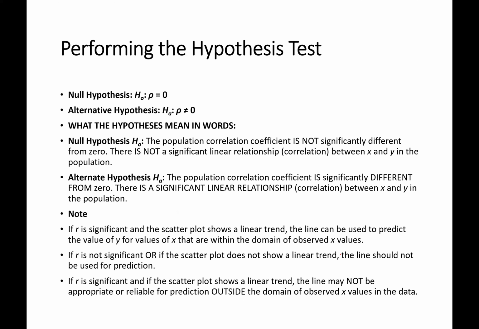If there's not a significant relationship, or if the scatter plot does not show a linear trend, the line's not going to be used anyway. If R is significant and the scatter plot shows a linear trend, the line may not be appropriate or reliable for predictions outside the domain, which is what I was talking about. So it's got to be within the domain, within the scope of your problem.